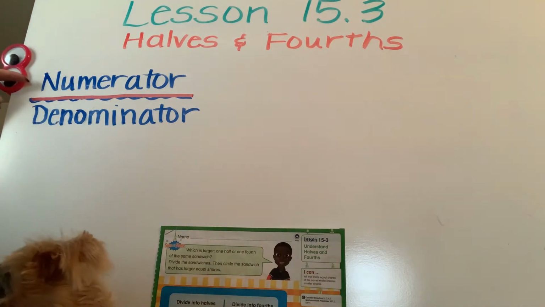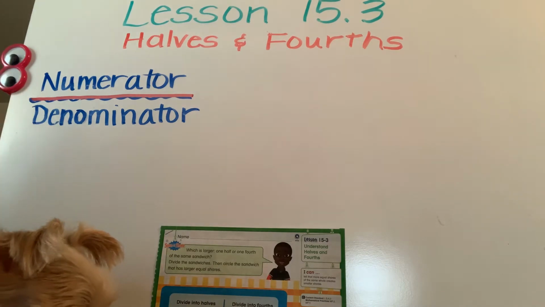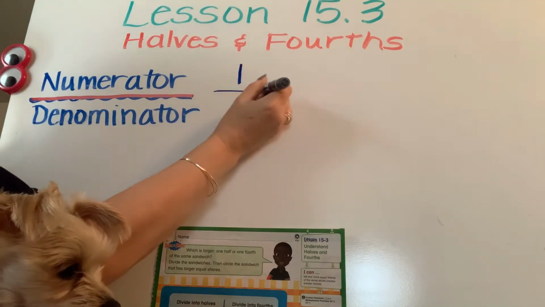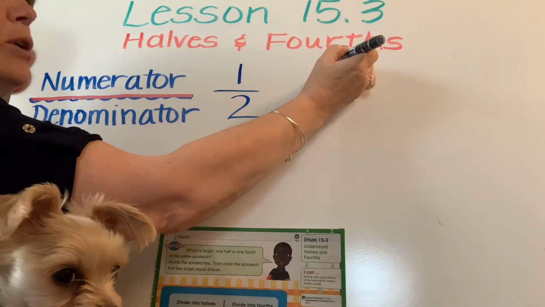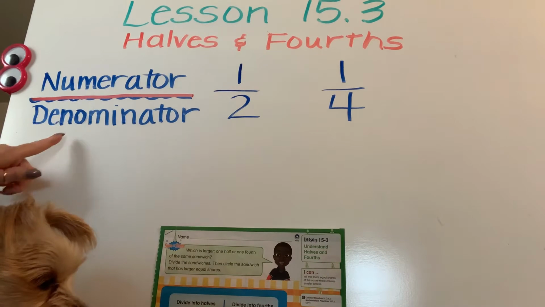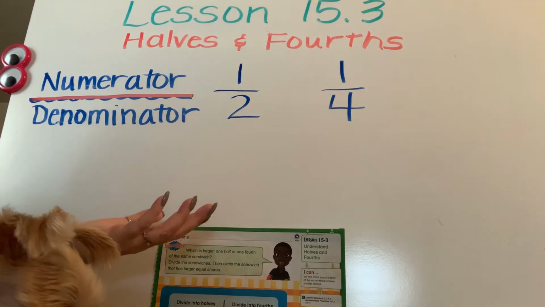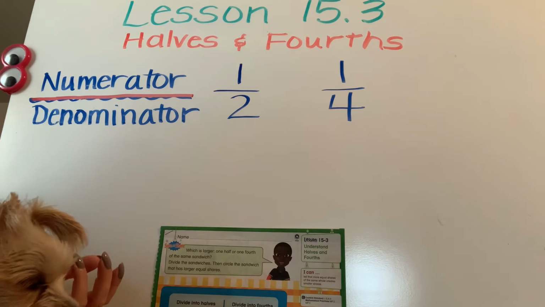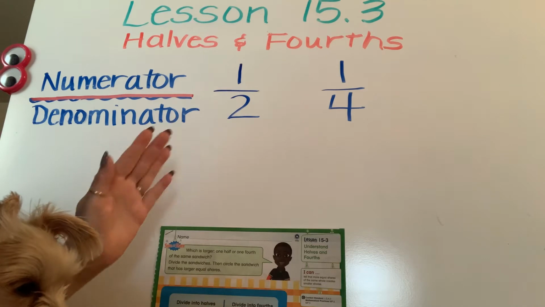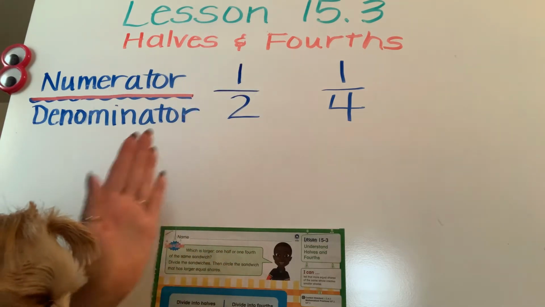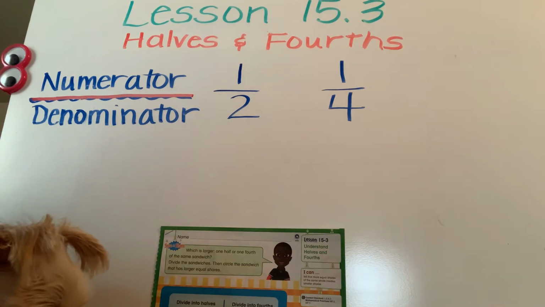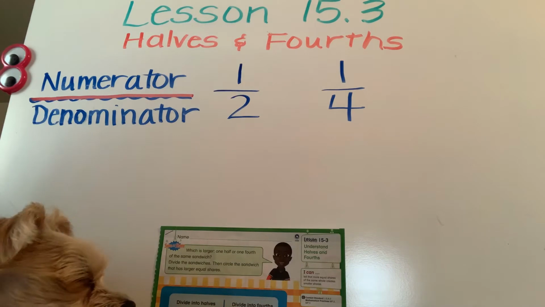The numerator is the number at the top. The denominator is the number at the bottom. So I'm going to write half, and I'm going to write fourth. The denominator means how many pieces your object is cut into. Okay, so if you had a pizza and you divided it into two sides, then your denominator would be a 2.